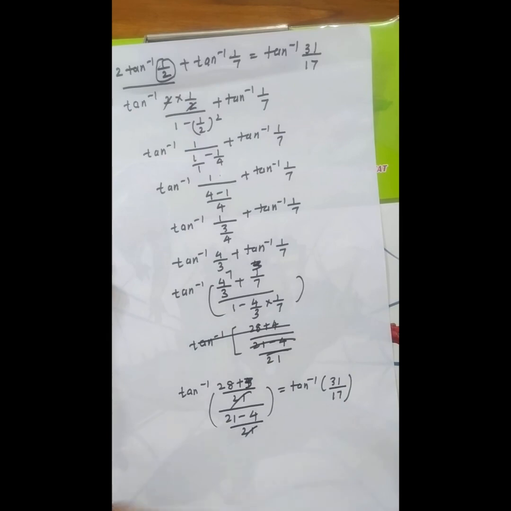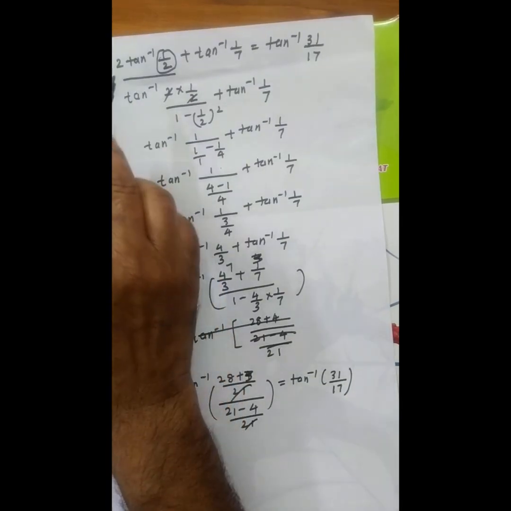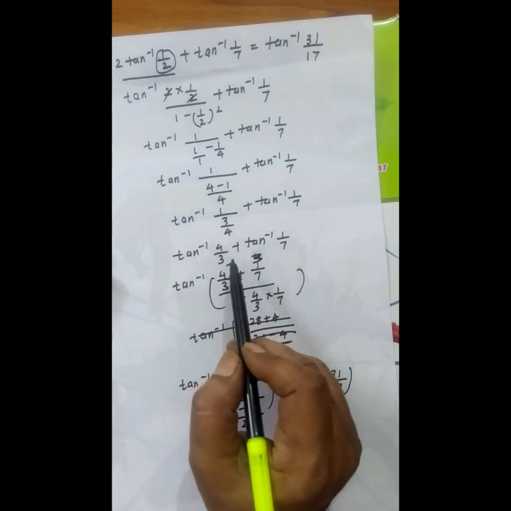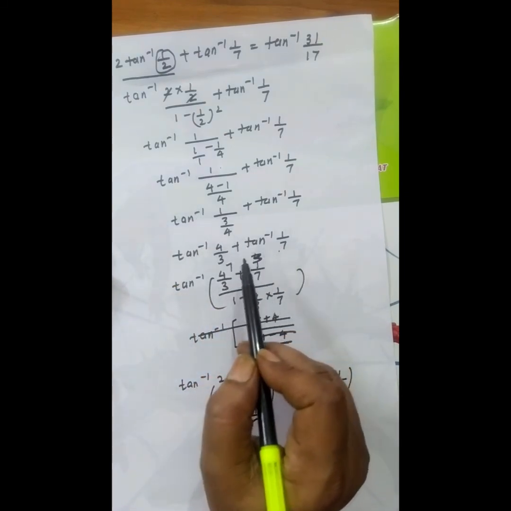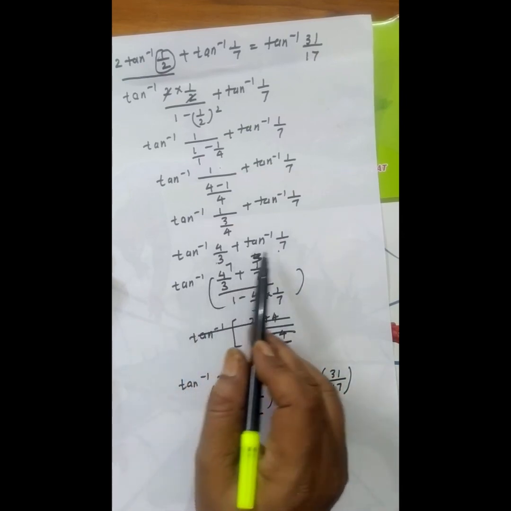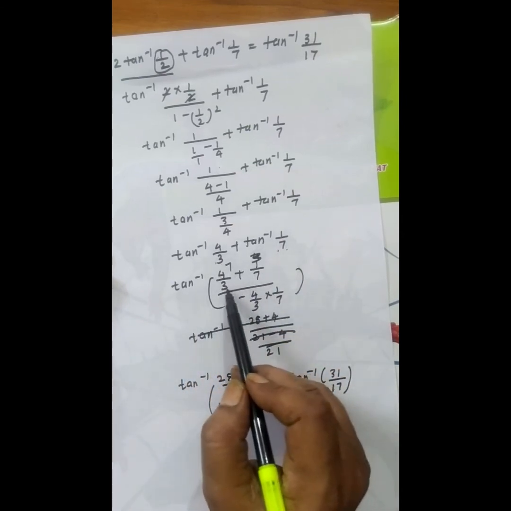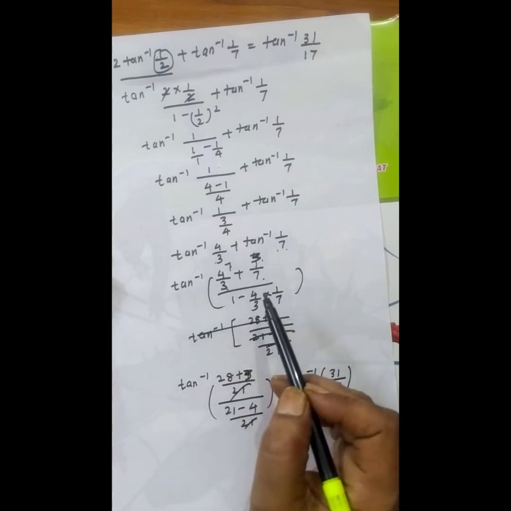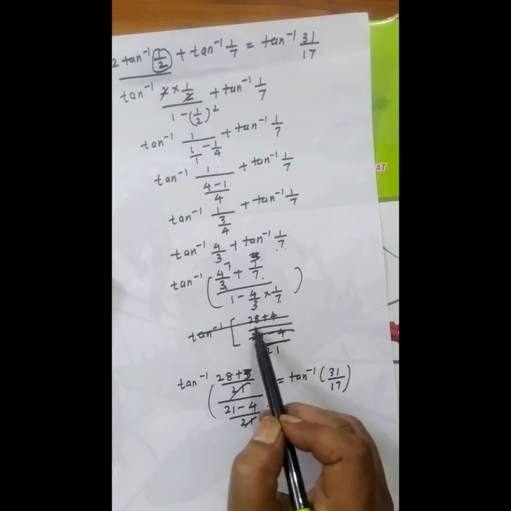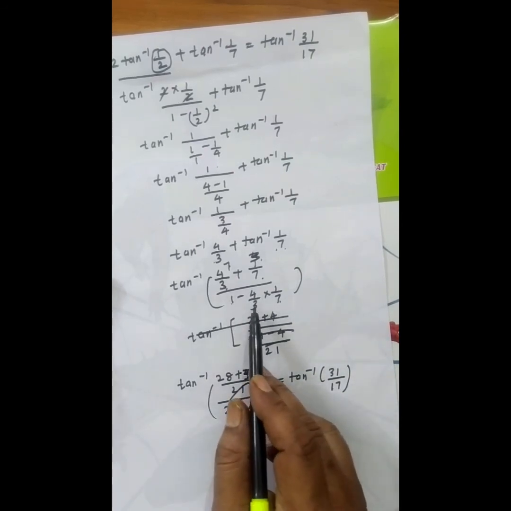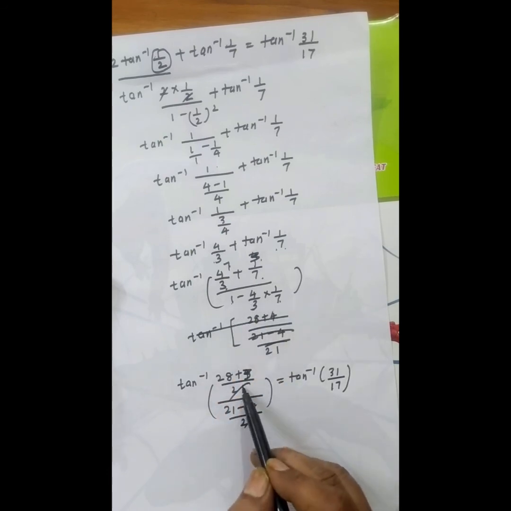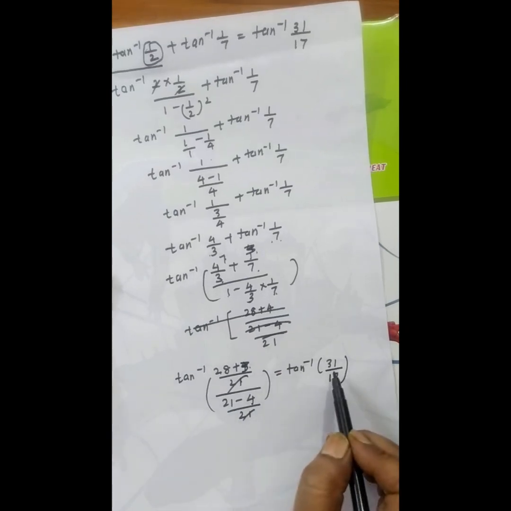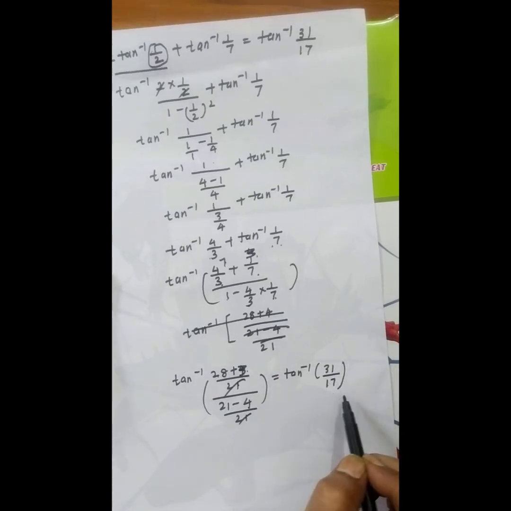So here first I have simplified using 2 tan inverse of x. So using 2 tan inverse of x we get tan inverse of 4 by 3 plus tan inverse of 1 by 7. Now again using the tan inverse of x plus tan inverse of y formula, LCM is 21. So here 3 7s are 21, 7 3s are 21, and here also LCM is 21, 21 minus 4. So 21 minus 4 in the denominator, common LCM will get cancelled. So it is 28 plus 3 divided by 21 minus 4. It is tan inverse of 31 divided by 17.